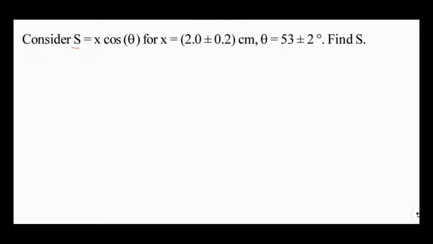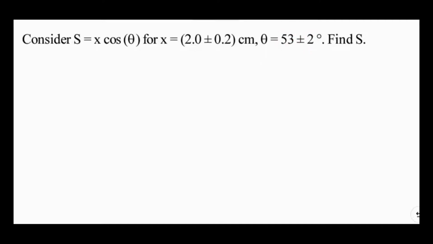Consider s equal to x cos theta. Now for the given values of x and theta, we need to find the value of s. If you observe, the values of x and theta are given with errors. See that it is 2.0 plus minus 0.2, where 0.2 will be the error in x, and theta is 53 plus minus 0.2 in degrees. So this is the error in theta.